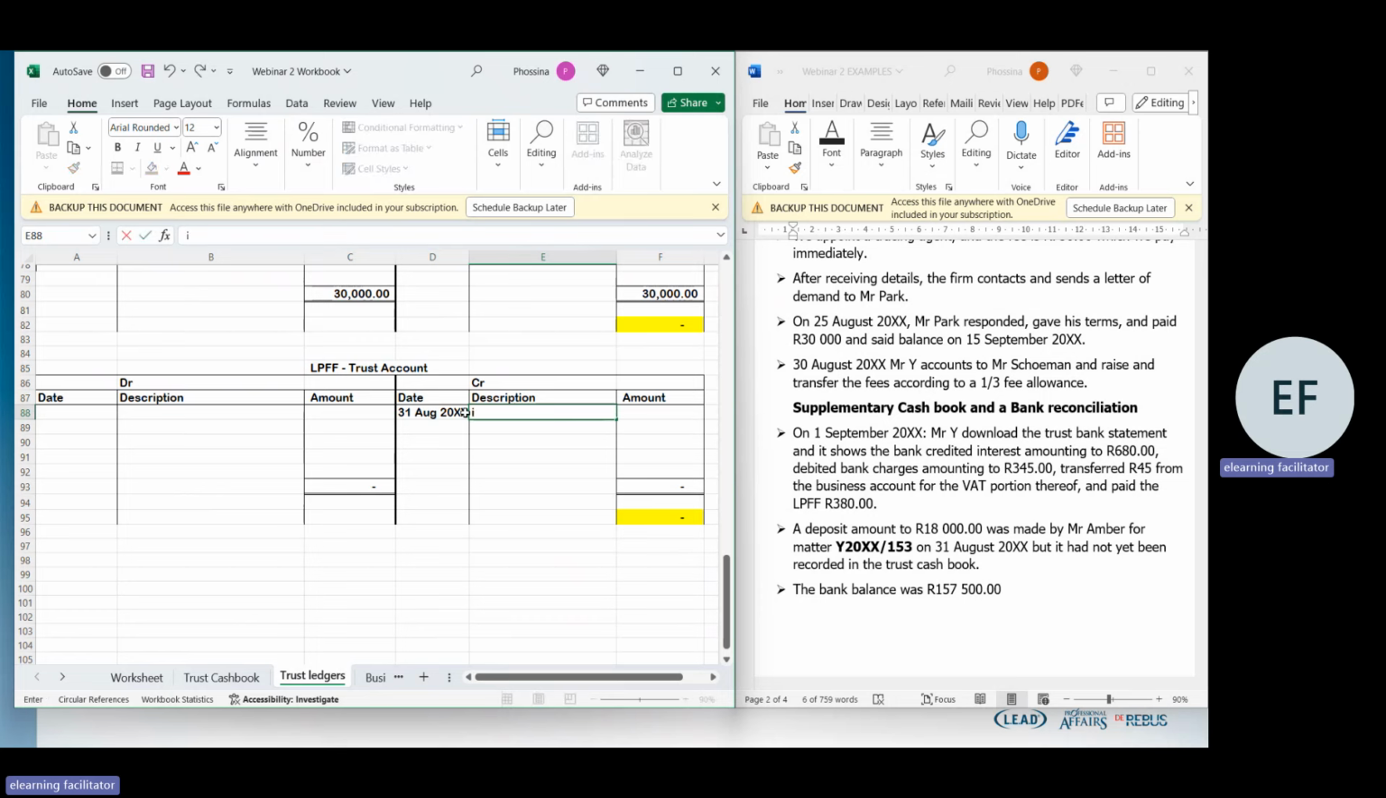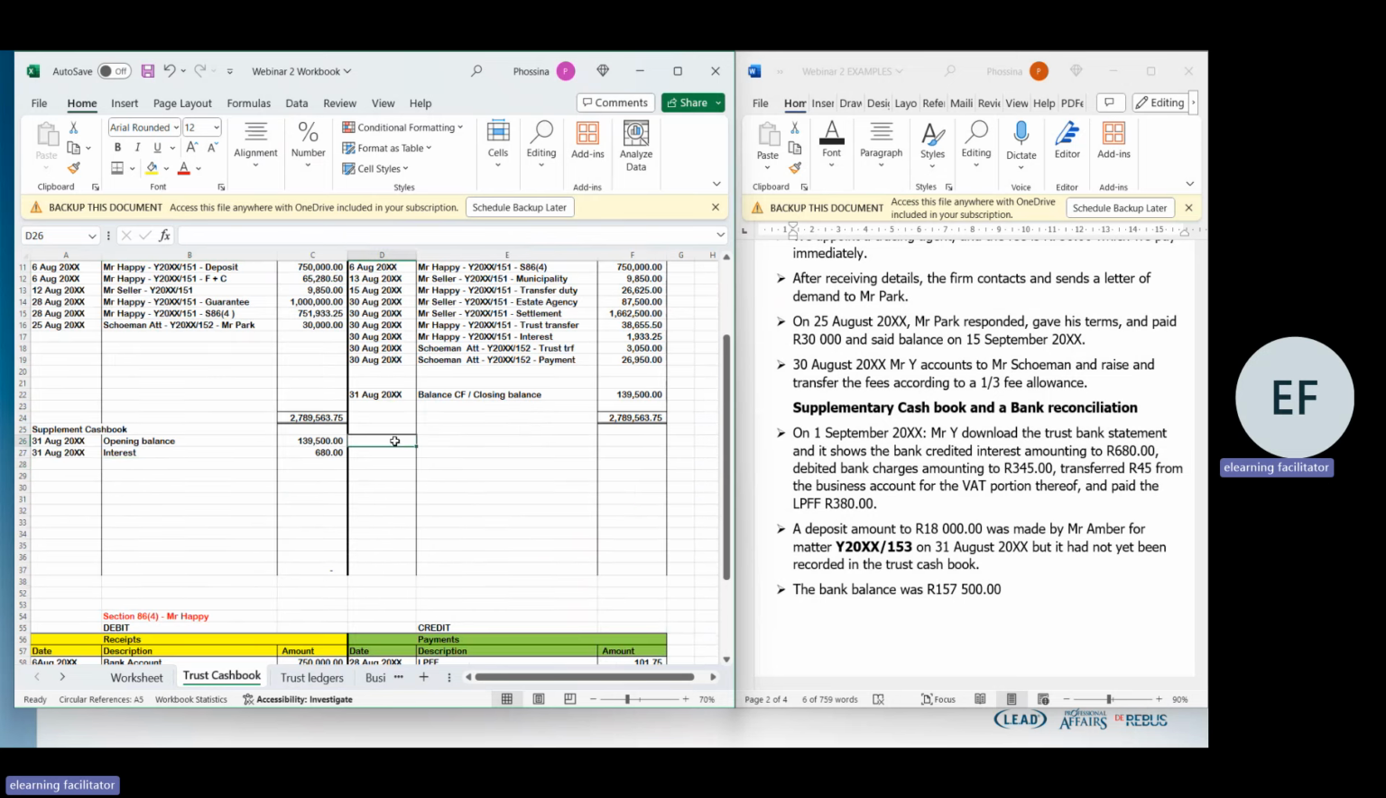So how much is the interest? It's coming from the bank account, so you can indicate which bank account and then its interest. How much is it? 680. Okay, and bank charges 345. So the bank will just take what is due to them, which is their bank charges in full. So how much is the bank charge? 345. You see it on the statement, it's taken, there's nothing you can do.